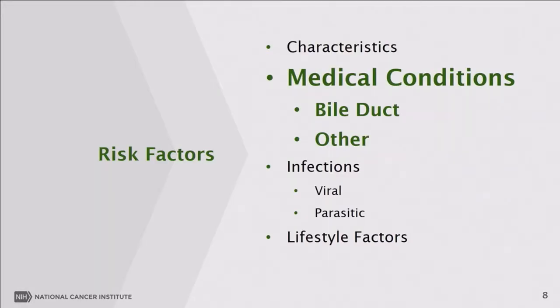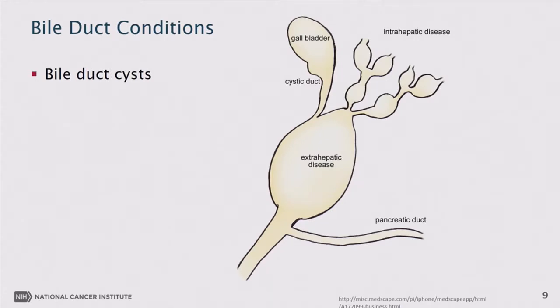Next, to look at medical conditions, there are a number of bile duct conditions that are associated with an increased risk of cholangiocarcinoma. First, bile duct cysts.